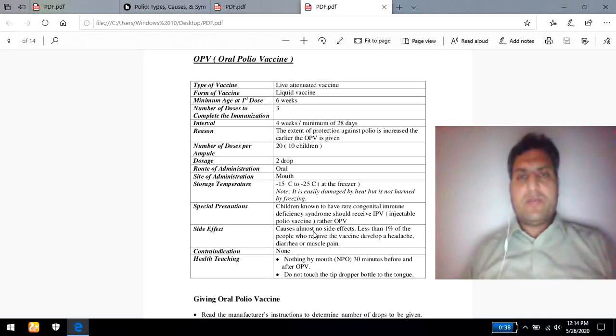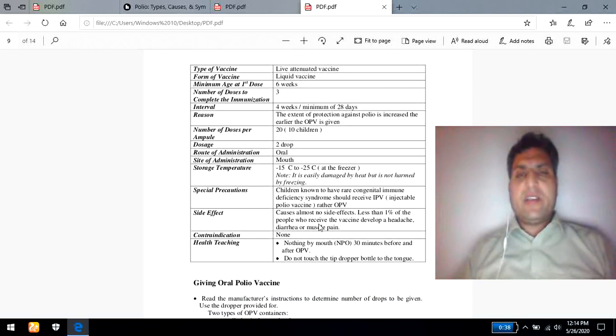It should be stored at a very low temperature, -15 to -25 degrees centigrade. There is no clear side effect. Anyhow, sometimes there may be headache, diarrhea and muscle pains; don't worry. For special precautions, obviously if there is congenital immunodeficiency syndrome, you have to take the support of the injectable polio vaccine. There is no such clear contraindication, and the health teaching point of view is very important. Never administer any food material, anything, 30 minutes before and after the polio vaccine.